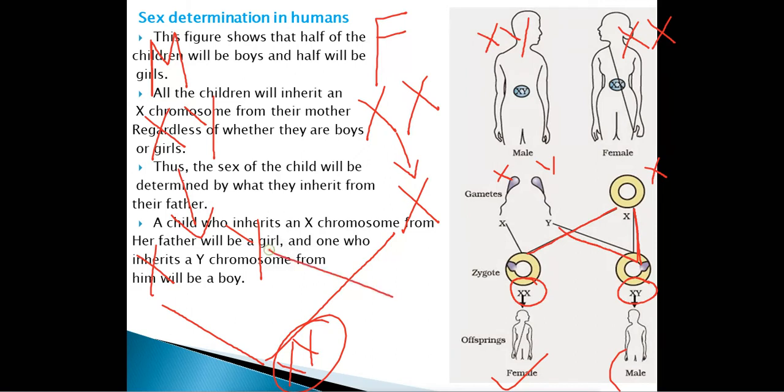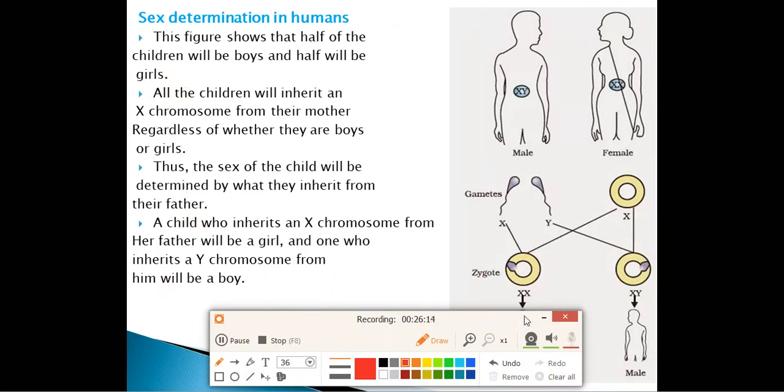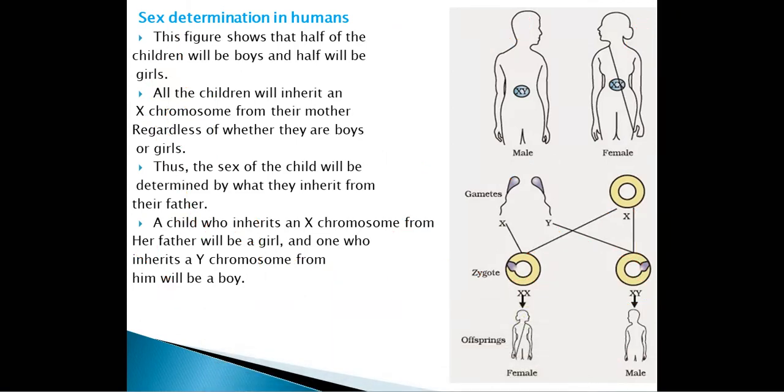But if the Y gamete fertilizes the X gamete of female, then the child will get the XY type of combination. So this will be for a male child. So who is responsible for deciding what type of sex will be present in the given offspring?